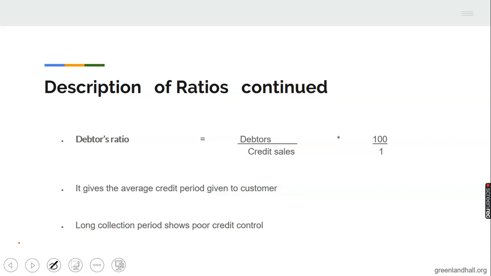And this gives the average credit period given to customers. So it shows the average credit period that is given to the customers of the business. So when the period is long, then it's a sign that the company is having poor credit control. But if it is small, then it shows the business is having a good credit control.